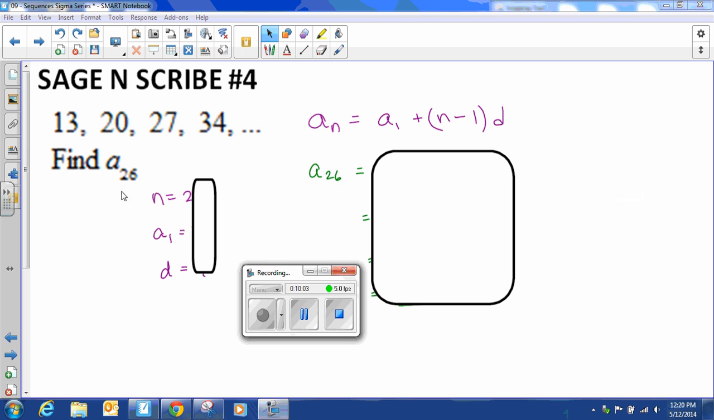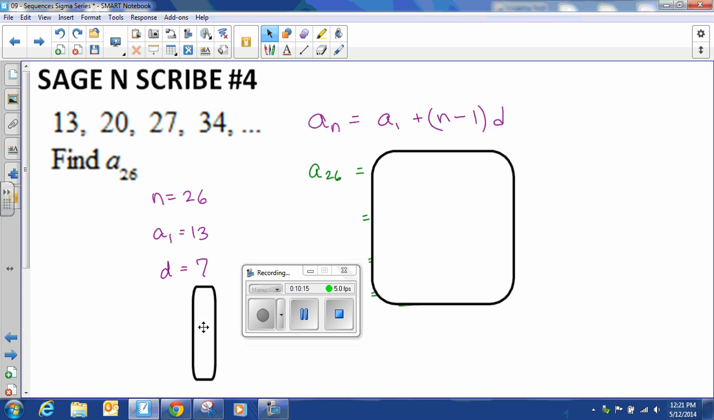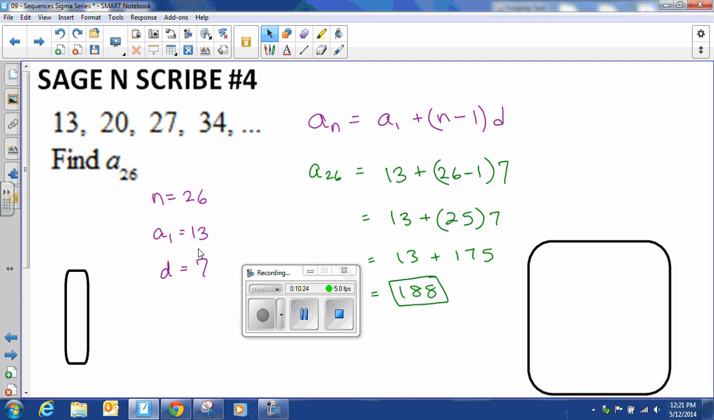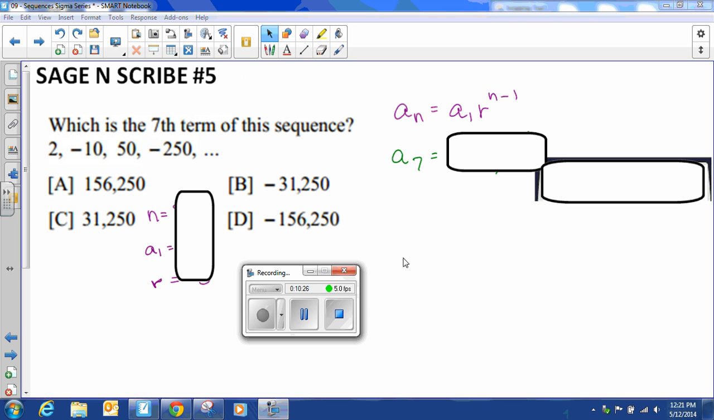Find a sub 26. So as you can see, they don't specify whether it's a geometric or an arithmetic sequence, so we have to figure that out. And as you can see, these differ by 7, so we know d is 7, n is 26, and the first term, a sub 1, is 13. So we plug them in, we end up with 188 as the 26th term.